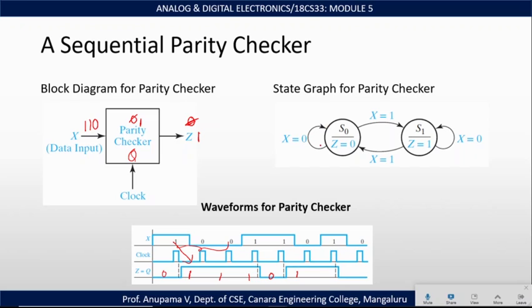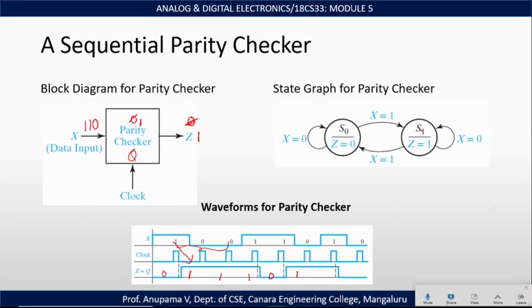So it will remain in this particular state itself, which is represented by this loop. X is equal to 0: the next state of the sequential parity checker will be S0. What happens if the current state of the sequential parity checker is Z is equal to 0 and I feed X is equal to 1? What is the next state of the sequential parity checker? The next state will be Z is equal to 1, which is represented by S1.